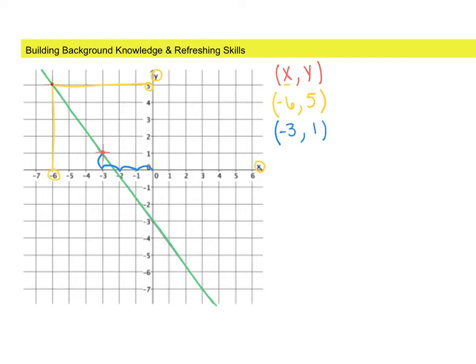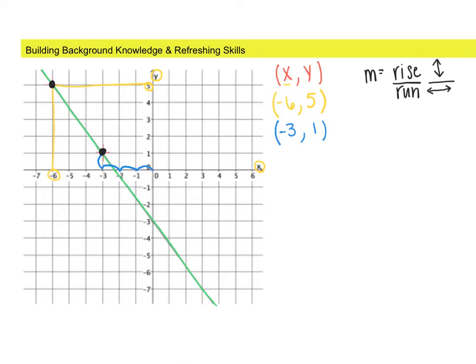The next thing I'm going to do is ask myself, to get from one point to the next point, what do I do? Specifically, I'm trying to ask myself, what is the rise and what is the run? Slope is the same as our rise over our run. Our rise is essentially how many spaces we are going up or down, and then it's divided by, or over, how many spaces we are going over to get to our next point.